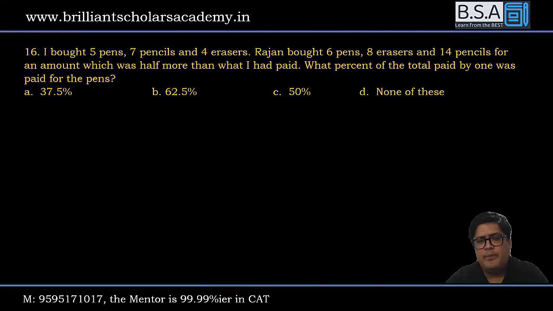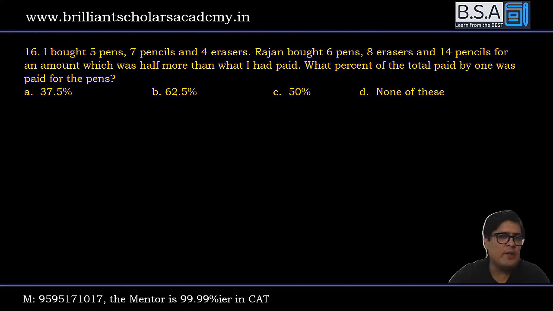I bought 5 pens, 7 pencils, 4 erasers. Rajan bought 6 pens, 8 erasers, 14 pencils for an amount which is half more than what I paid. What percentage of total paid by one was paid for pens? Now, one is either I or Rajan.